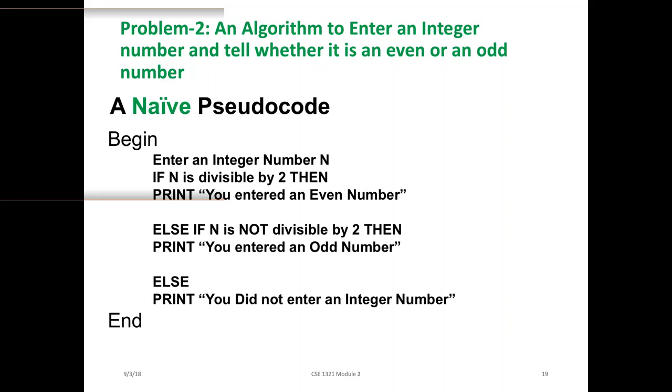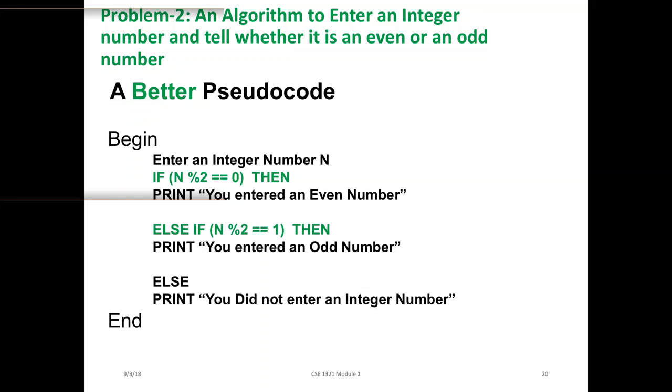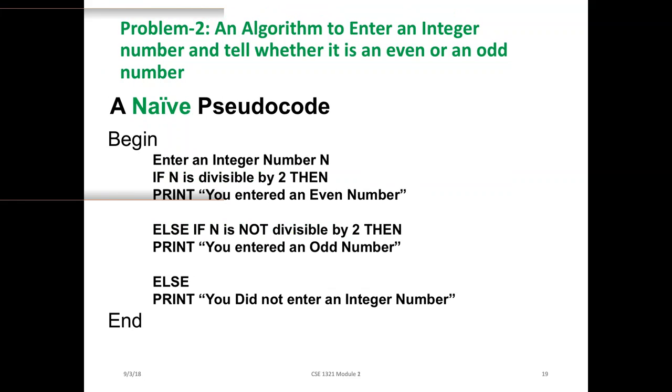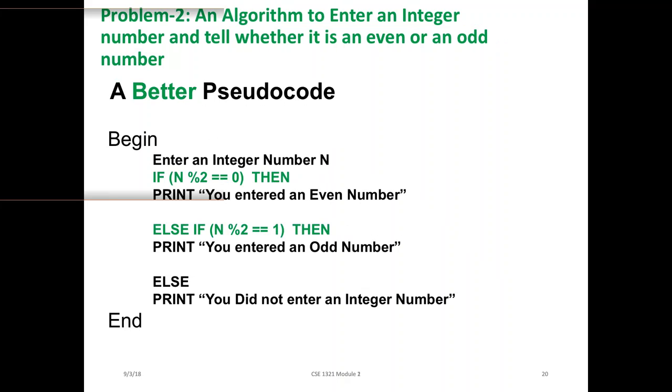Okay, so this is a startup algorithm. Later you will see the typical algorithm like this. This is the better pseudocode. The previous pseudocode says if n is divisible by 2, so it did not say how to divide. This algorithm says if n percent 2, this percentage sign is the remainder sign, it gives you a remainder, equal to 0, then print, you entered an even number.